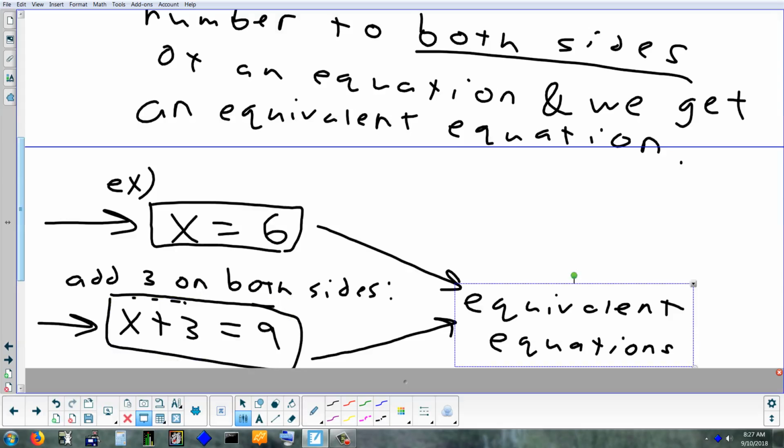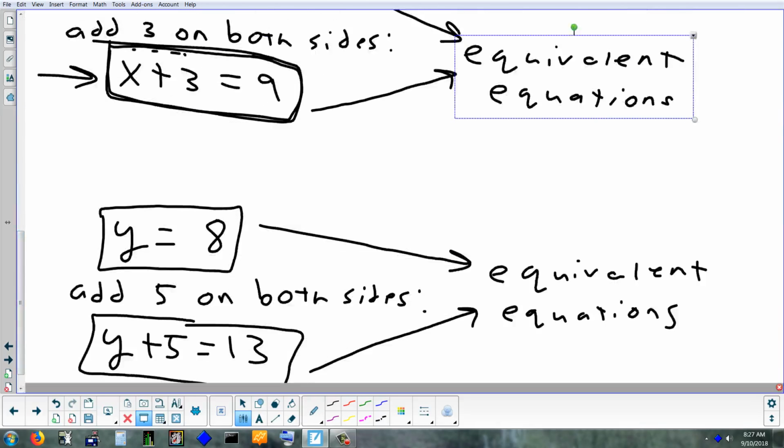And Mr. Roy kind of showed you an example of this in the warm-up. Those are called equivalent equations. Since you did the same thing on both sides, whatever the answer to this one is, it's exactly the same as that box. And that's the key. By adding the same number to both sides, you don't mess anything up, as long as you do it correctly. All right.